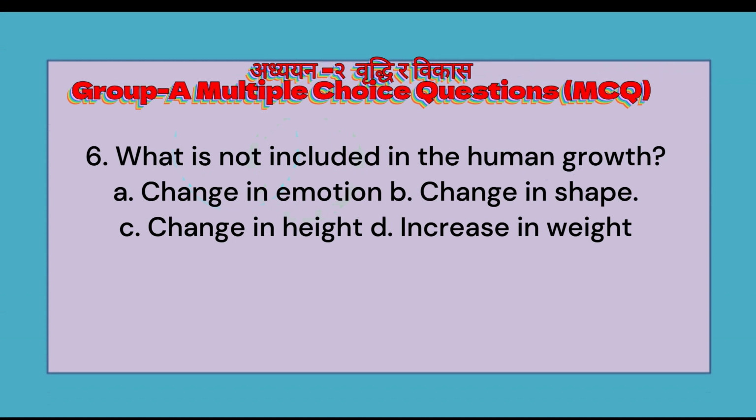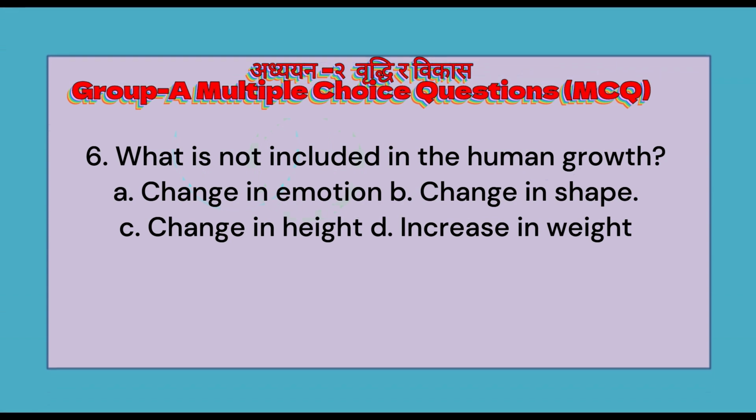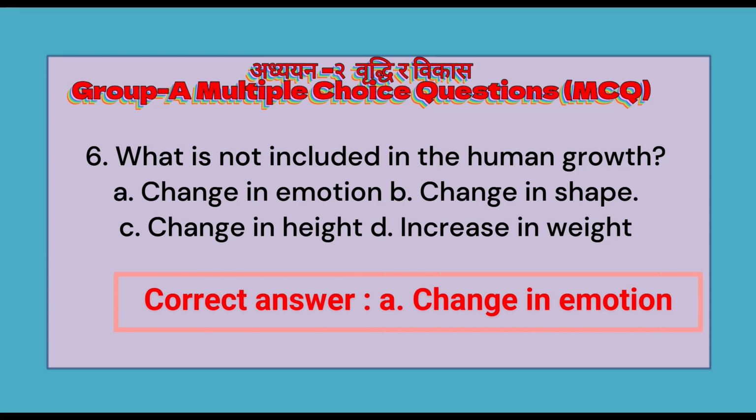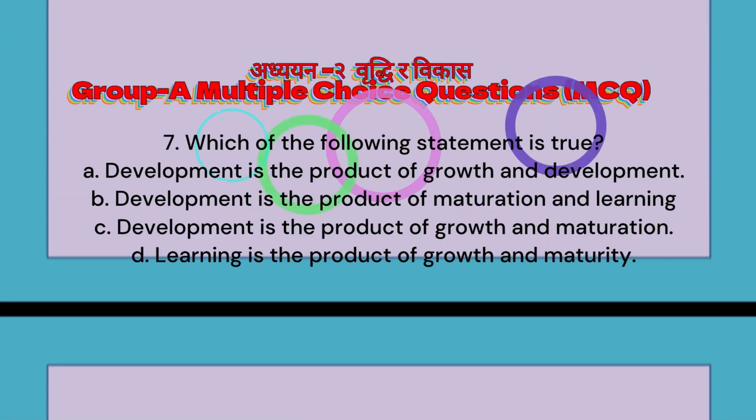6. What is not included in human growth? A. Change in emotion. B. Change in shape. C. Change in height. D. Increase in weight. Correct answer: A. Change in emotion.